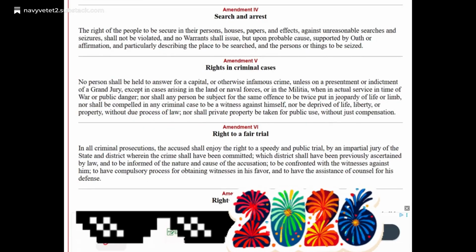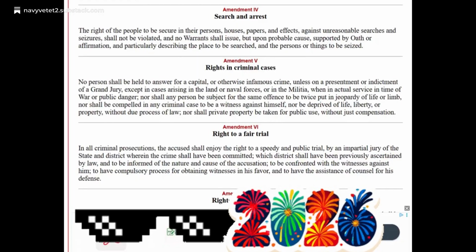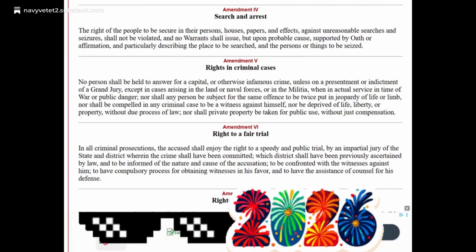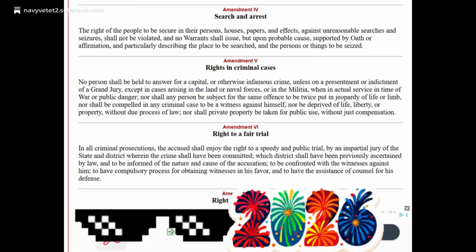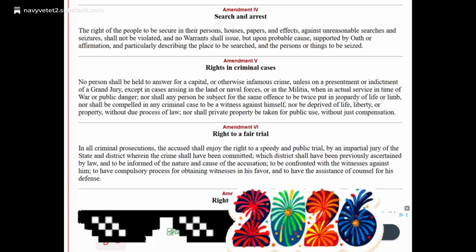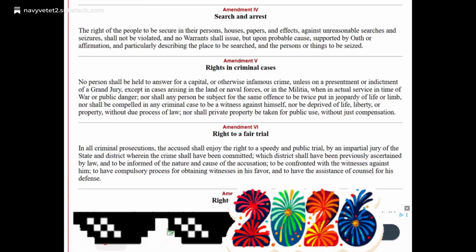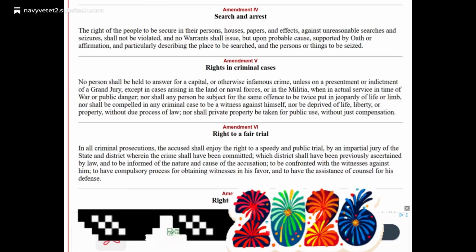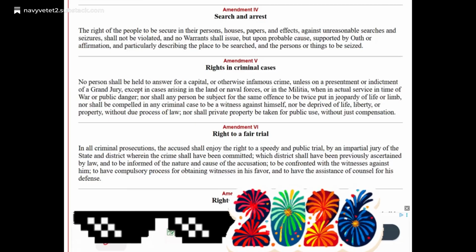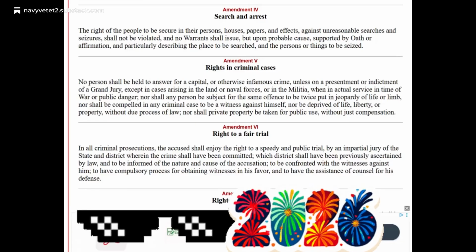Amendment 4. The right of the people to be secure in their persons, houses, papers, and effects against unreasonable searches and seizures shall not be violated, and no warrant shall issue, but upon probable cause, supported by oath or affirmation, and particularly describing the place to be searched and the person or thing to be seized.